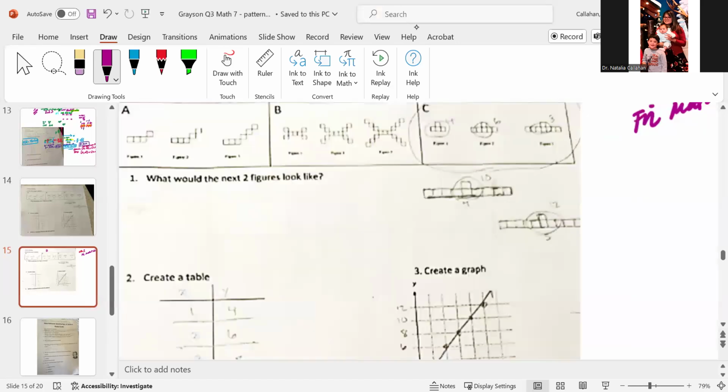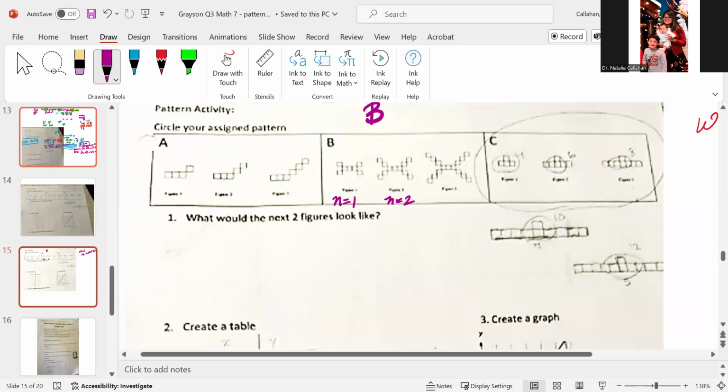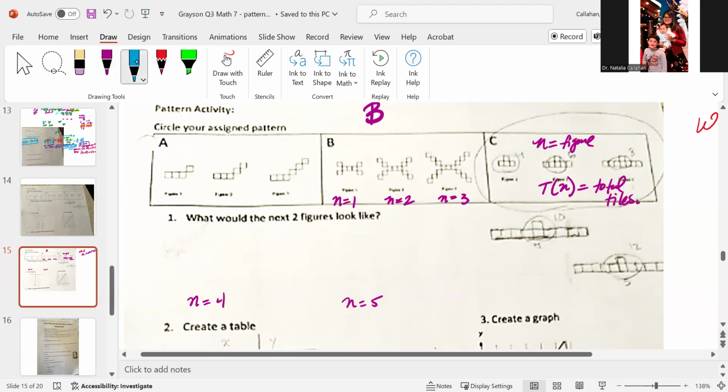Okay, so if you take a look at B, obviously there's figure 1. With figure 1, remember you're going to label as n equals 1, n equals 2, n equals 3, right? And then, of course, we're going to do n equals 4 and n equals 5. As a review, remember n is the figure. T of n is total tiles. Tiles implying the little squares, right? So how many tiles do we have? So what's T of 1 here?